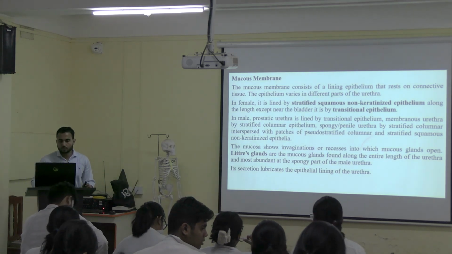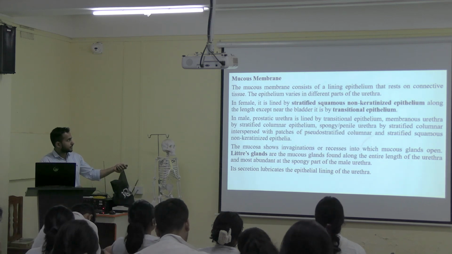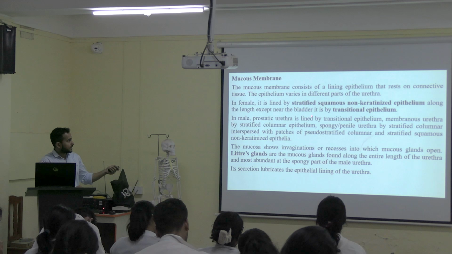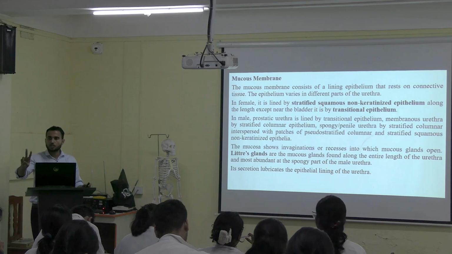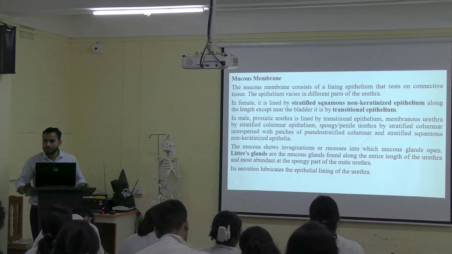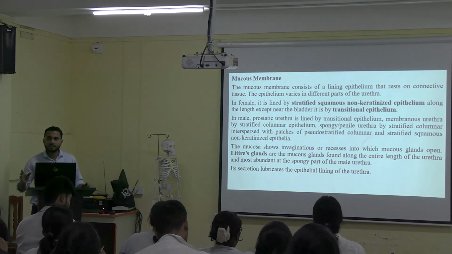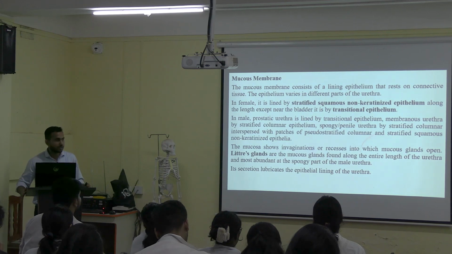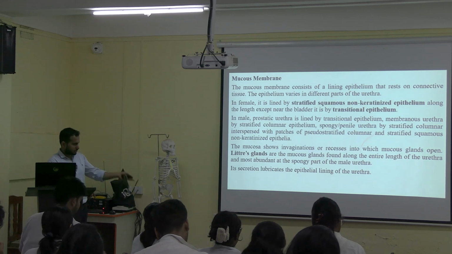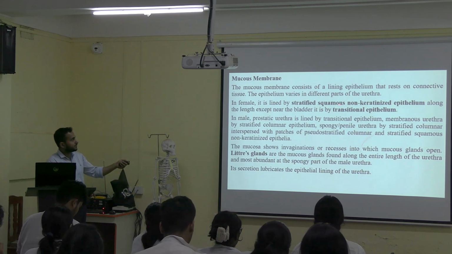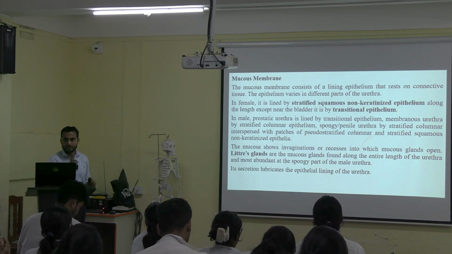Okay, so in case of mucous membrane, especially in case of female, it is lined by stratified squamous non-keratinized epithelium along the length, except near the bladder, where it is transitional epithelium. इसका मतलब क्या है? In case of female, only 2 types of lining epithelium are there in the urethra. Sorry, no. In case of female, it is stratified squamous non-keratinized epithelium, and near the bladder, it is transitional epithelium.